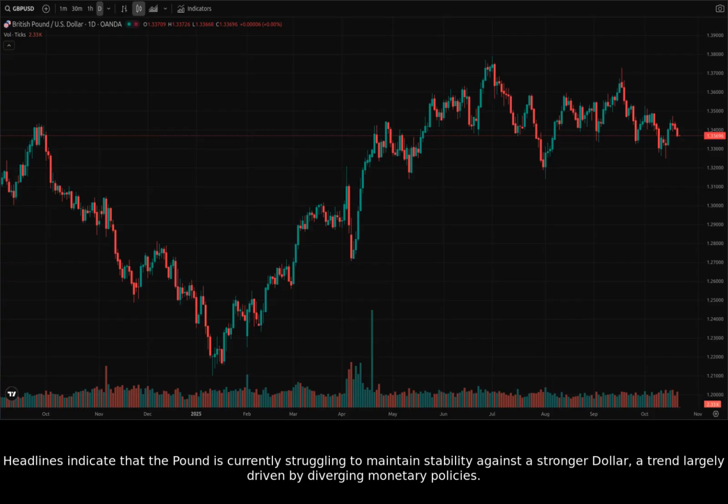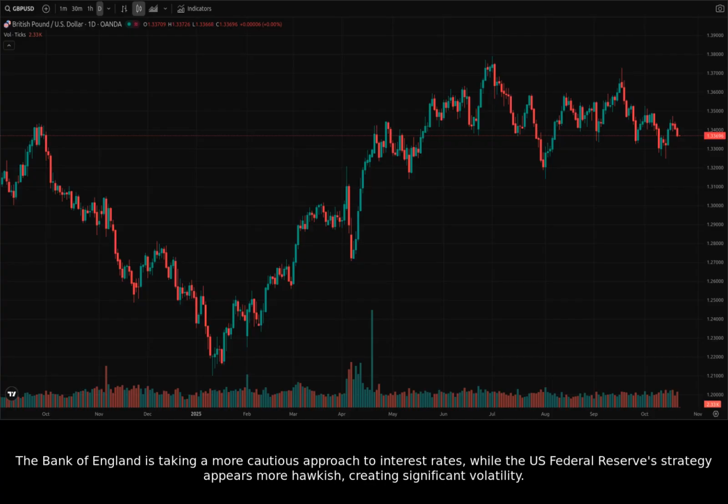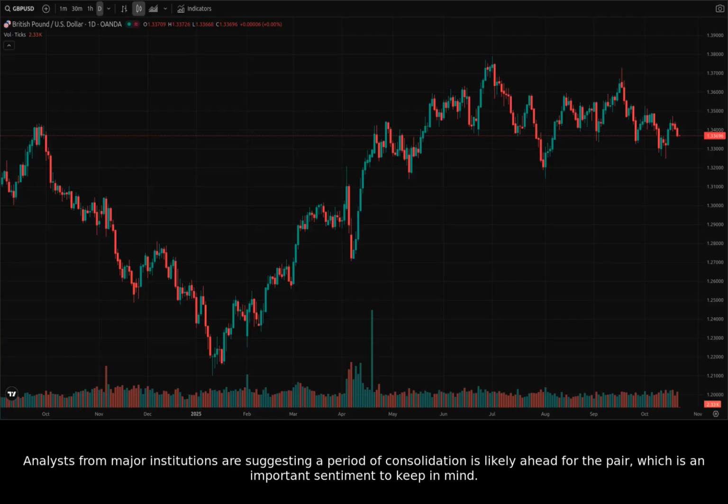Headlines indicate that the pound is currently struggling to maintain stability against a stronger dollar, a trend largely driven by diverging monetary policies. The Bank of England is taking a more cautious approach to interest rates, while the U.S. Federal Reserve strategy appears more hawkish, creating significant volatility. Analysts from major institutions are suggesting a period of consolidation is likely ahead for the pair, which is an important sentiment to keep in mind.